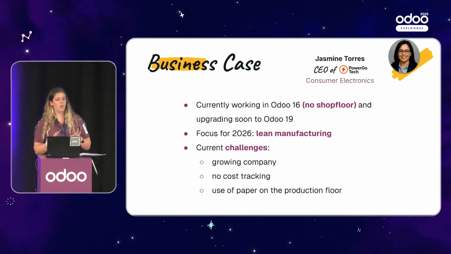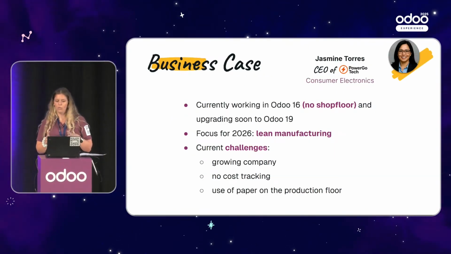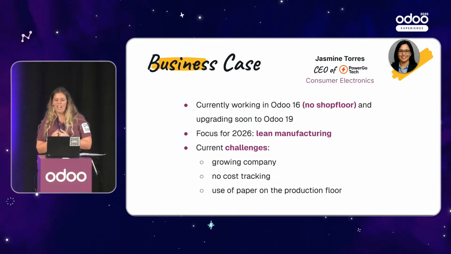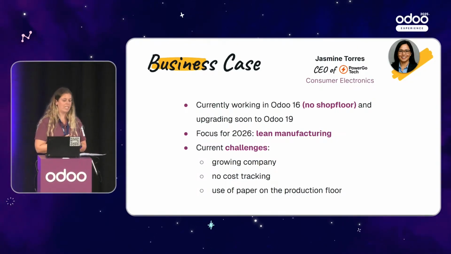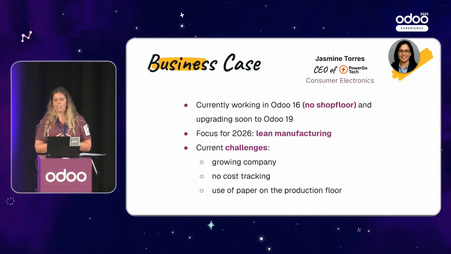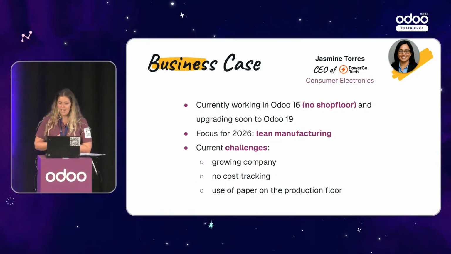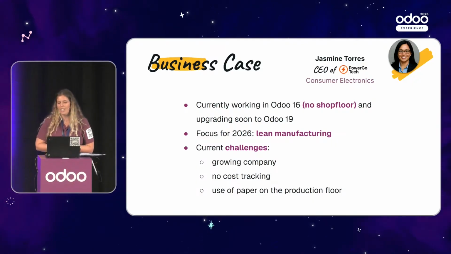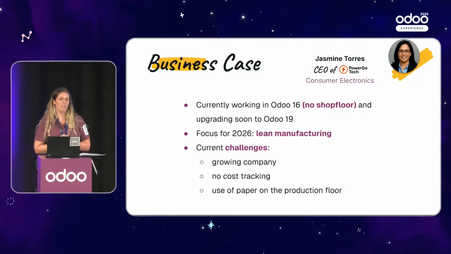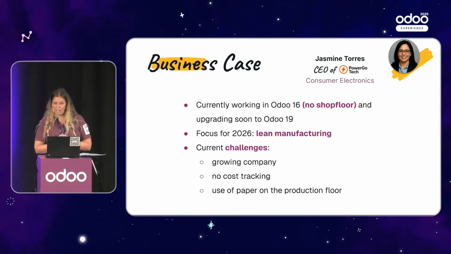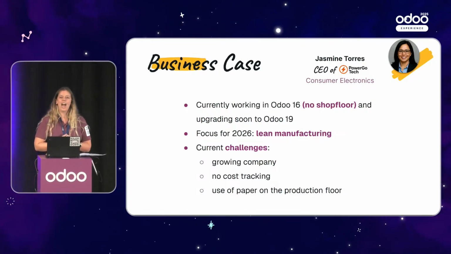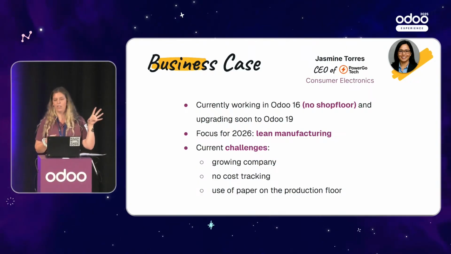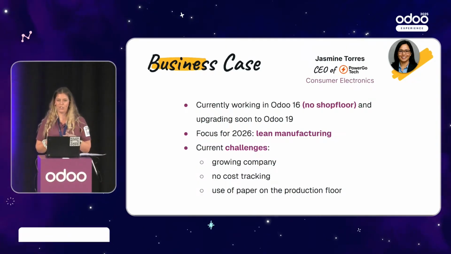In order for me to show you everything, I will introduce you to a fake customer, Jasmine Torres, who is the CEO of PowerGo Tech, who produces and manufactures consumer electronics. They are currently working in Odoo 16, so there is no shop floor, and they will be upgrading to Odoo 19 soon. Something that I totally recommend you guys as well, by the way. We will focus on lean manufacturing because her focus in 2026 is lean manufacturing.